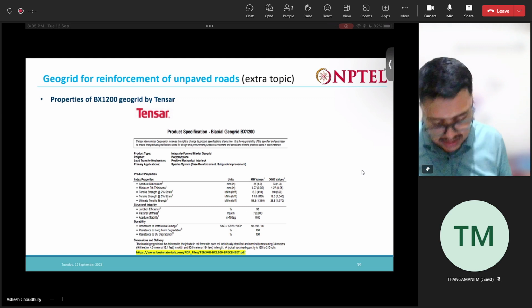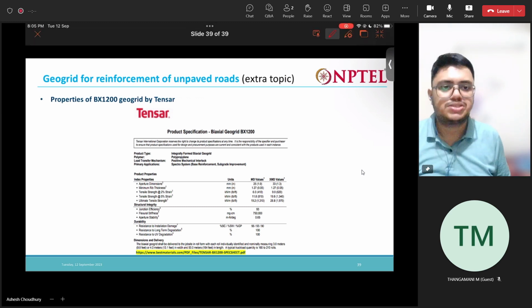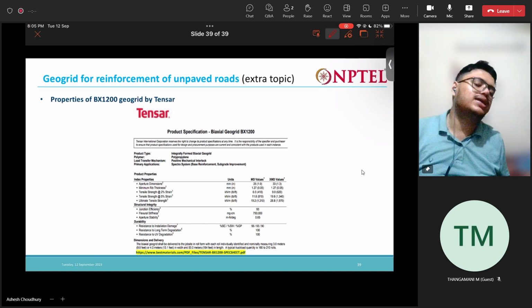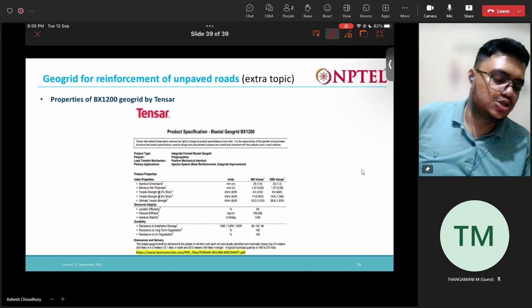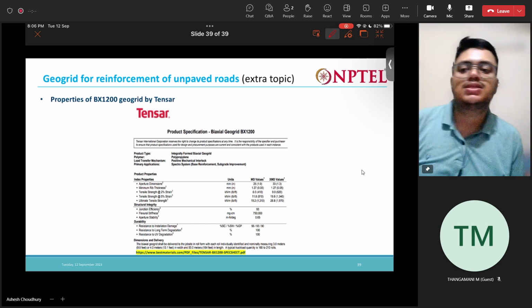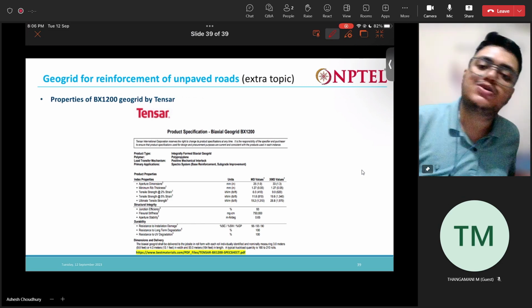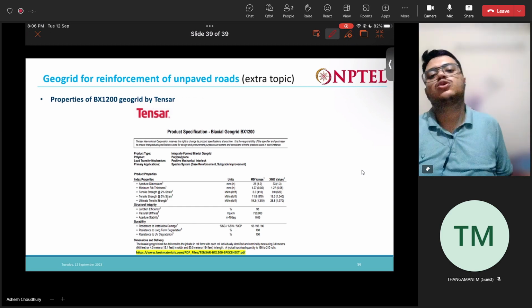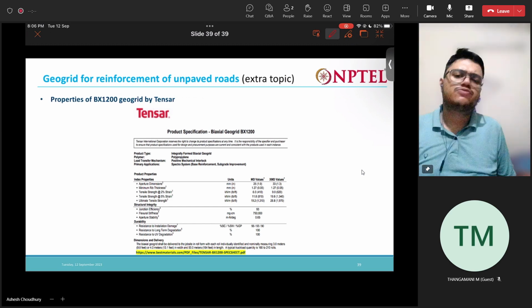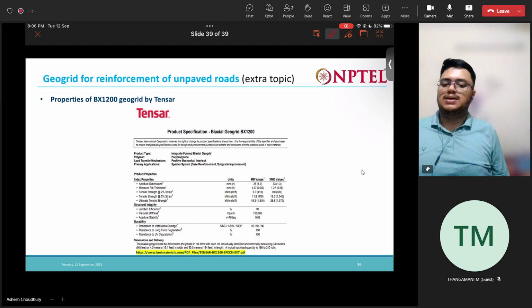With this, we will end today's lecture. Initially we solved one problem using this technique. Then we discussed geocell reinforcement, and then this extra topic I discussed just for the sake of information, not for exam purposes. We had time in hand to discuss this.